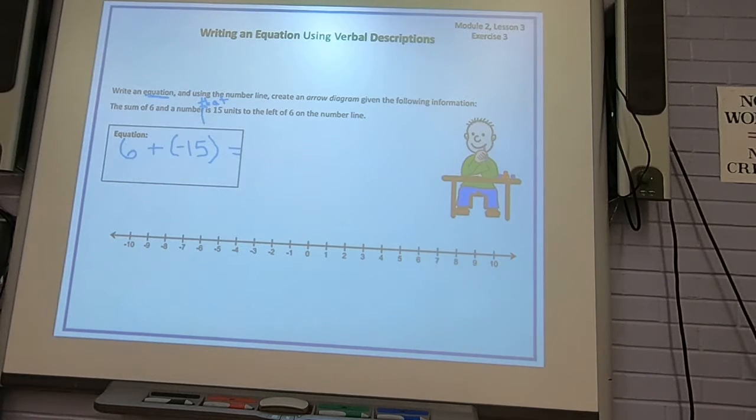So I'm going to start at the 0 and I'm going to go right to 6 because it's positive. But then I have to go left 15. So there's 1, 2, 3, 4, 5, 6, 7, 8, 9, 10, 11, 12, 13, 14, 15. So I need to go all the way here. So my answer is negative 9.